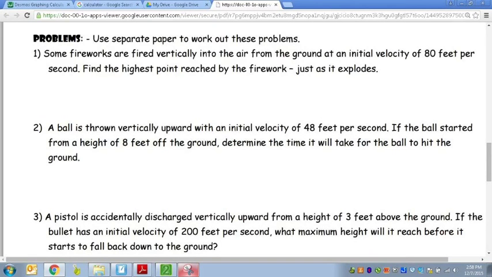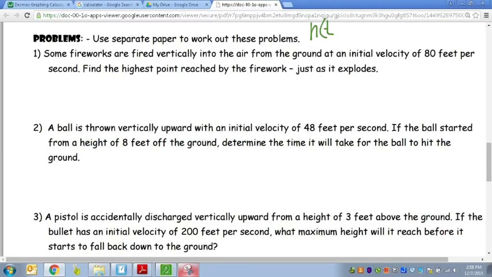Okay, so these problems are about projectile motion or quadratic modeling because we're going to have an object that's either thrown into the air or dropped from a particular height, and we're going to find either the height the object reaches or perhaps how long it takes for the object to hit the ground. So whenever we do these kinds of problems, we have to know this equation.